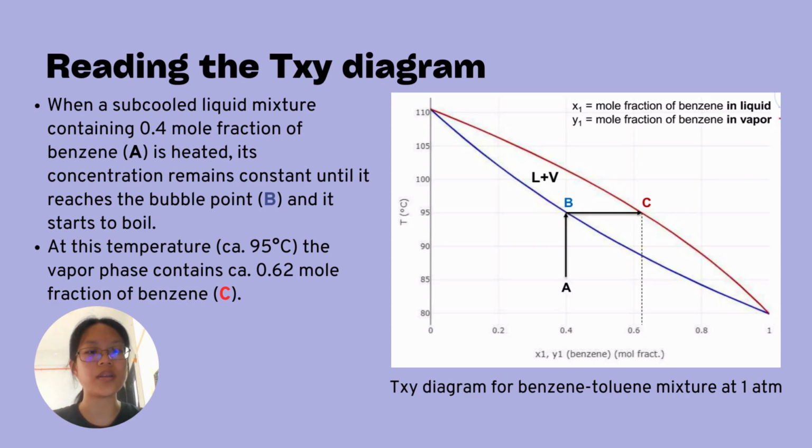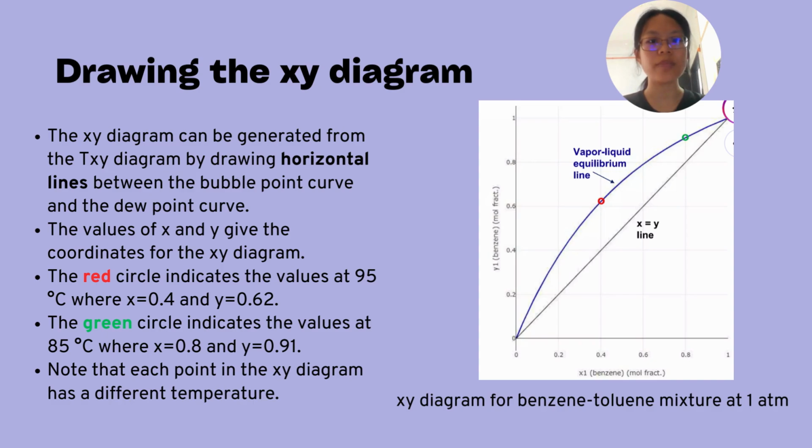At this temperature, around 95 degrees Celsius, the vapor phase that forms has a higher benzene content, with a mole fraction of about 0.62. The XY diagram can be obtained from the TXY diagram by drawing horizontal lines between the bubble point and dew point curve. The corresponding values of X and Y are then used as coordinates on the XY diagram. The red circle represents the values at 95 degrees Celsius, where X equal to 0.4 and Y equal to 0.62, while the green circle represents the value at 85 degrees Celsius, where X equal to 0.8 and Y equal to 0.91.